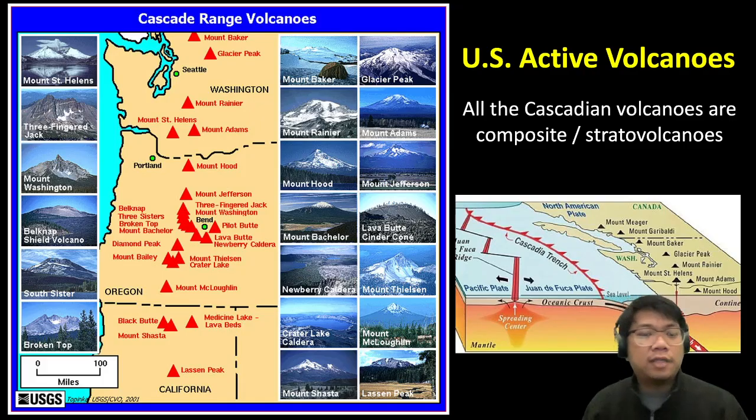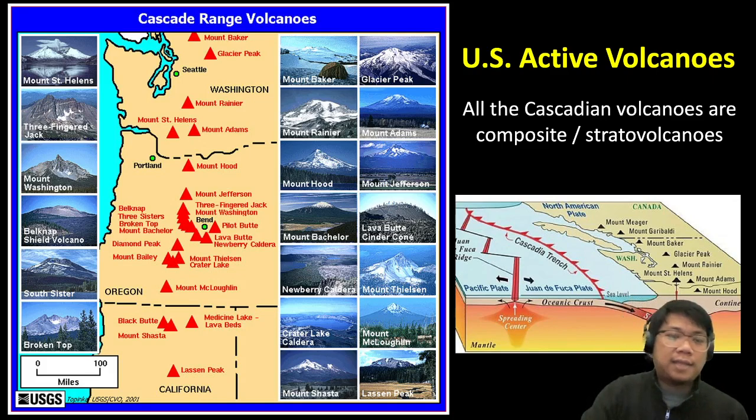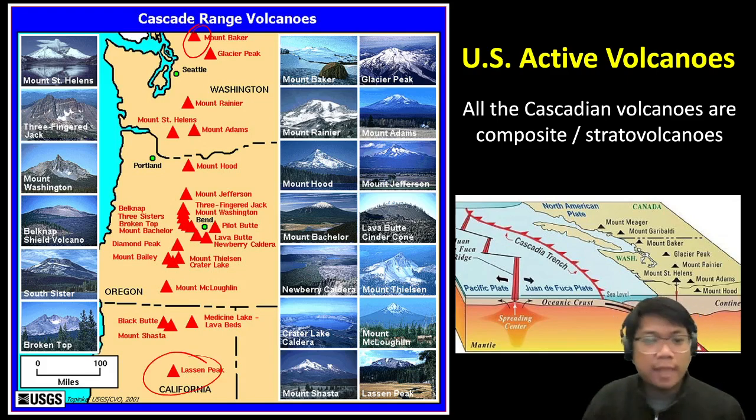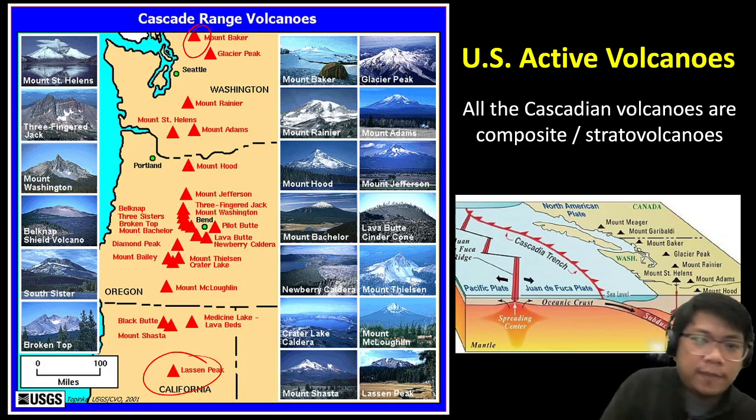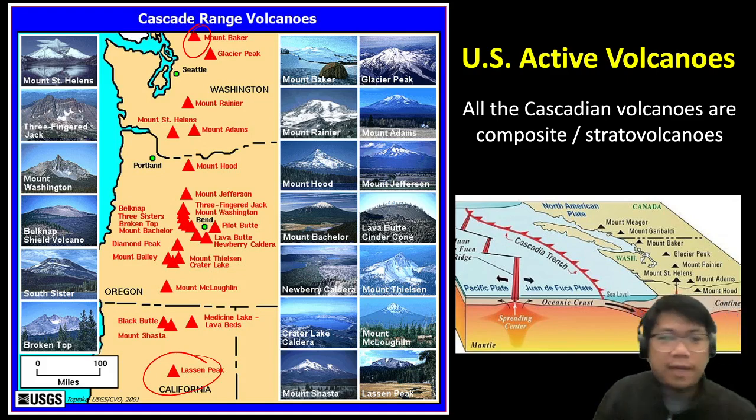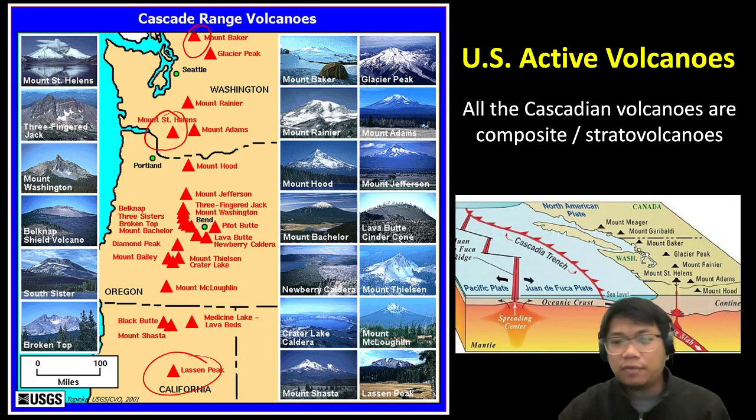Okay, so these are some examples of U.S. active volcanoes along the Cascadian range right here. Here is the Cascade Range volcanoes. We have Mount Baker in Washington, near Seattle, all the way to Lassen Peak in California. And I think I'm going to show you the example from Mount St. Helens in Washington State right there.